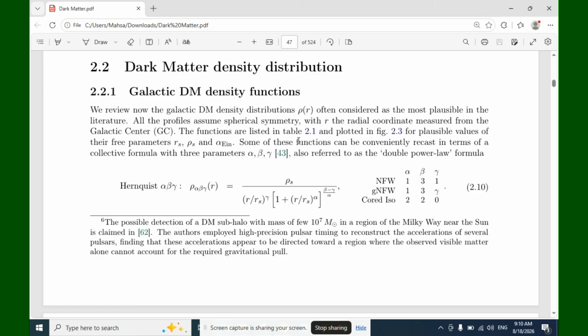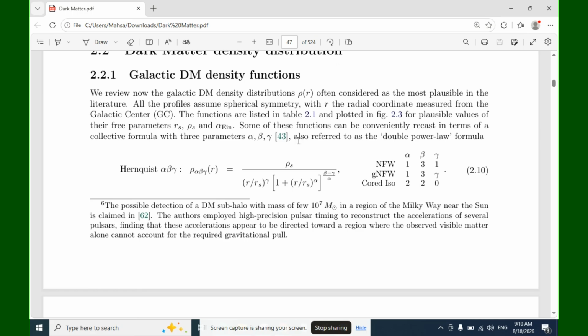The possible detection of a dark matter subhalo with a mass of a few times 10 to the power of 7 in a region of the Milky Way near the Sun is claimed in reference 62. The authors employed high precision pulsar timing to reconstruct the acceleration of several pulsars, finding that these accelerations appear to be directed toward a region where the observed visible matter alone cannot account for the required gravitational pull.